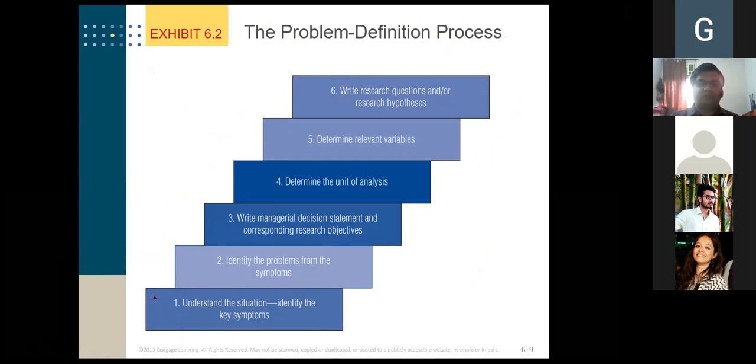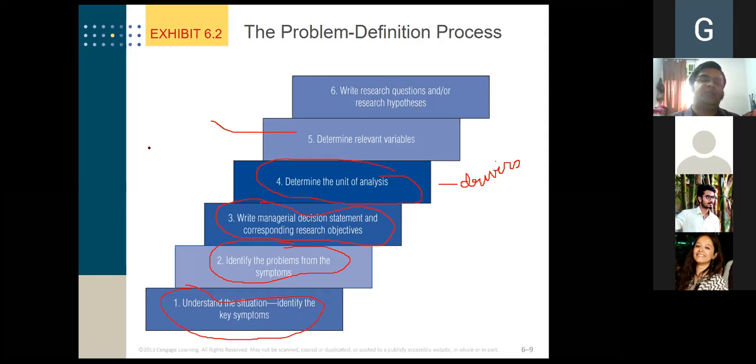So first step, what we did, we understood the situation and identified the key symptoms. Second, we identified the problem from the symptoms. Third, we write the managerial decision statement and corresponding research objective. Fourth, we determine the analysis, which in our case is drivers, right? We determine relevant variables.